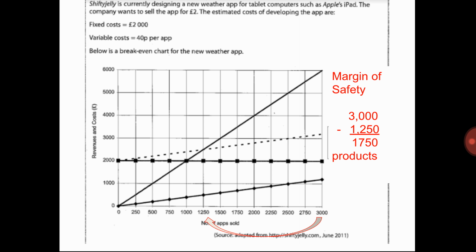The margin of safety is the difference between the number of products made and how many products need to be made to break even. In this case, 1,750 products.